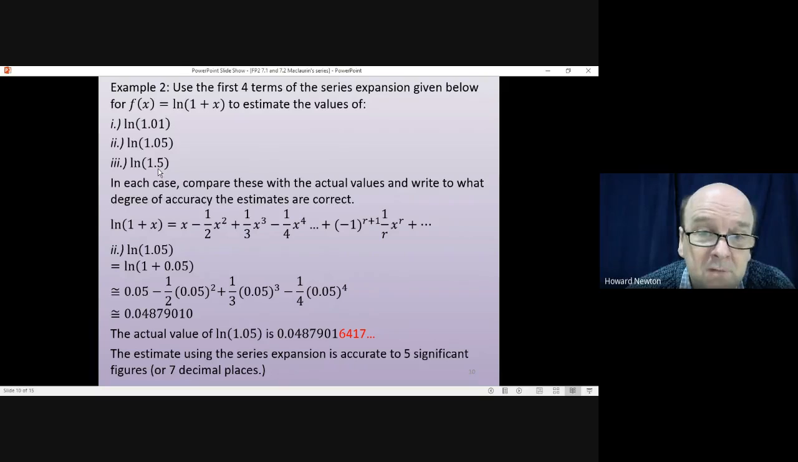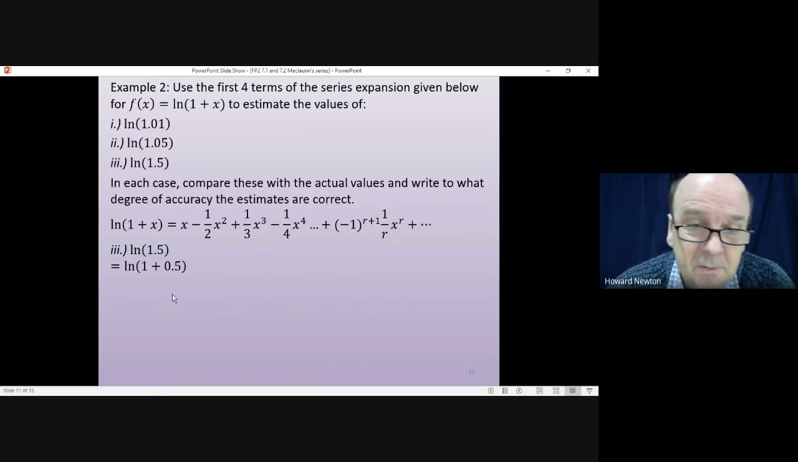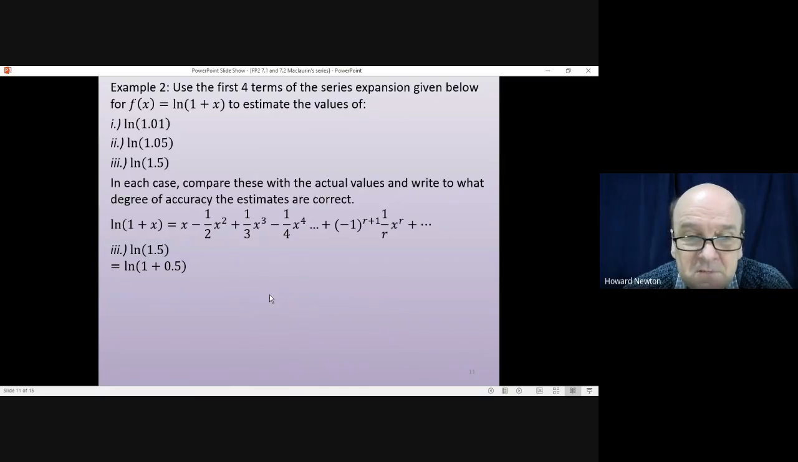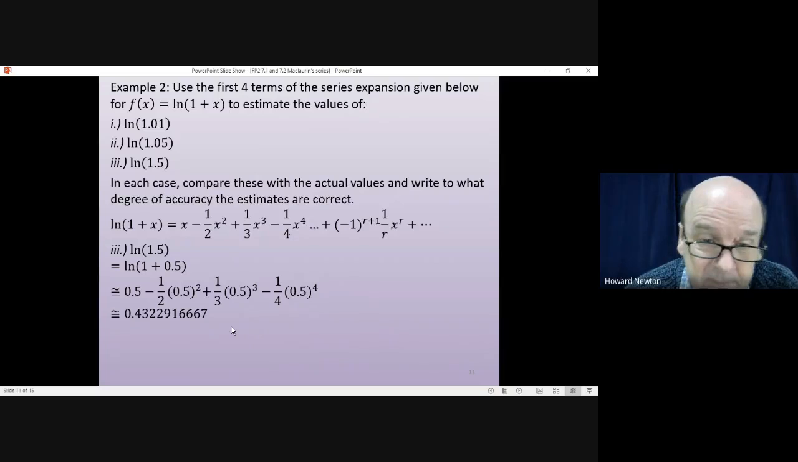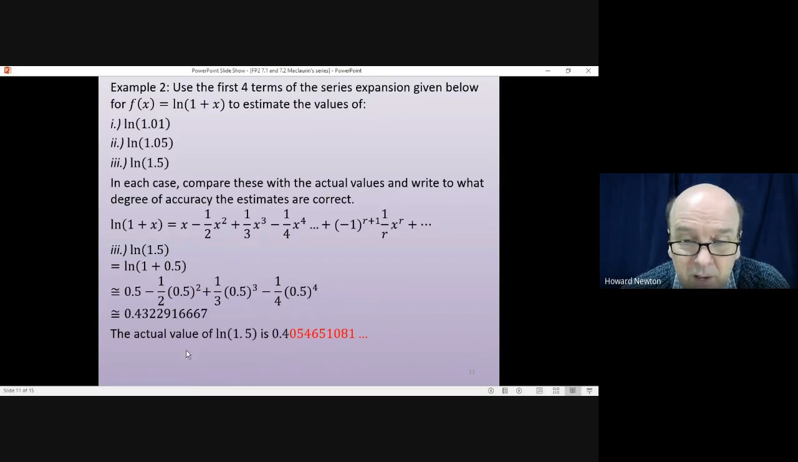It's gone up to 0.5. So we'll have the log of 1 plus 0.5. And if we substitute 0.5 into the first 4 terms, this is what we would get. Put that in the calculator and you get approximately 0.43229. If I work out the exact value of the log of 1.5, then I get this.